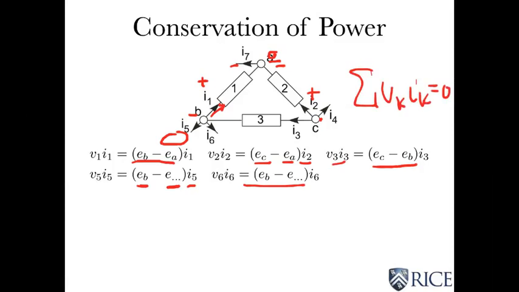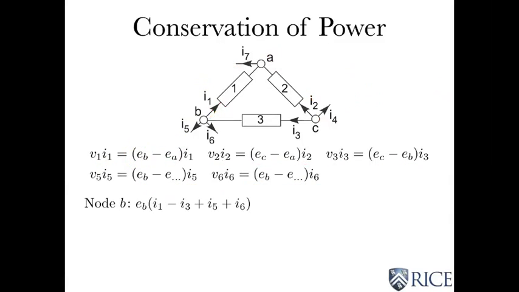Okay, so the next thing I want to do is, because I'm considering the sum of all these terms, which are now expressed in terms of node voltages, I want to group them according to node. What I'm going to do is group these equations according to EB. I'm going to find all the terms involving EB and write them down, collect them together. So the EB terms, we have EB times these currents.